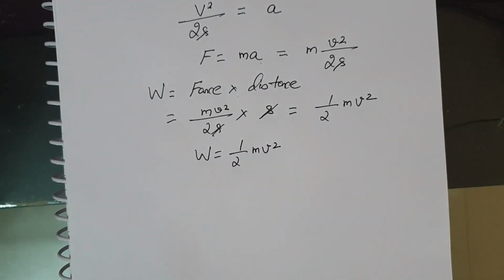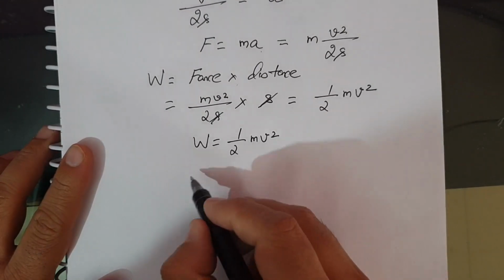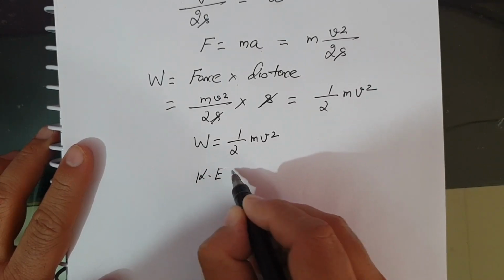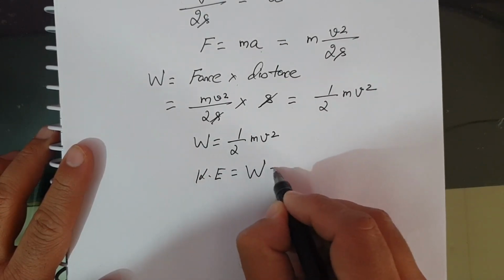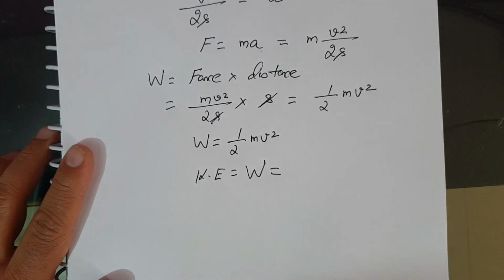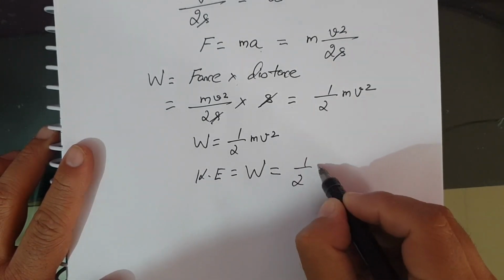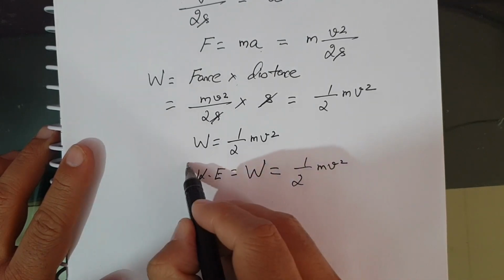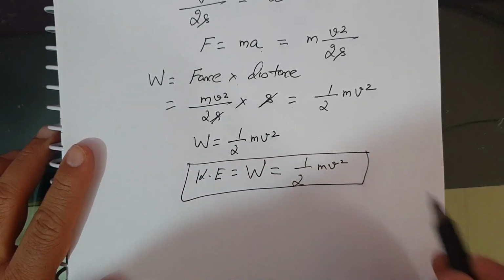This work done on the body is a measure of the kinetic energy of the body. So basically the kinetic energy of the body is the work done on the body in moving it from rest to that velocity, which is given by half m v square. So this is the derivation of kinetic energy.